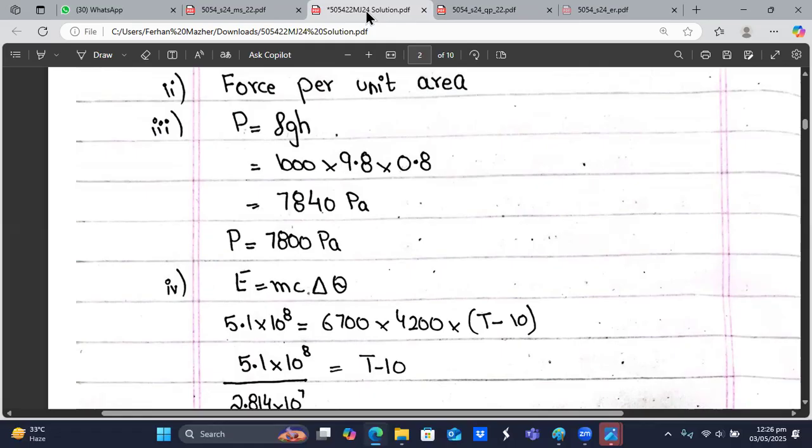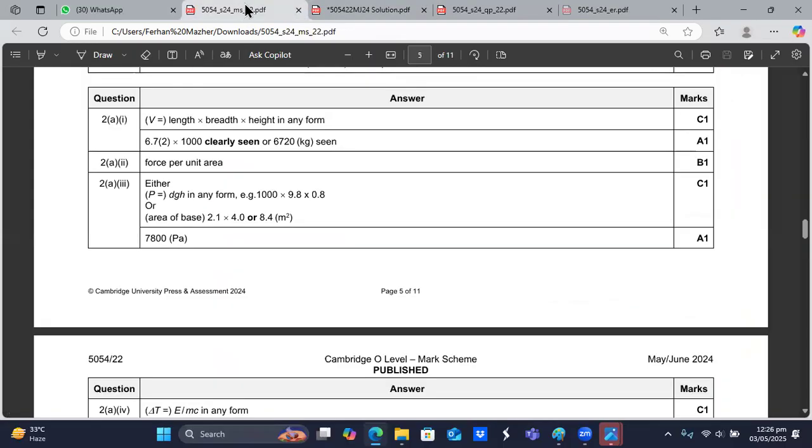is rho gh. So here rho stands for the density, g stands for the gravitational field strength, and h stands for the height, the height of the water. So that is 0.8 meters. So 1000 multiply 9.8 multiply 0.8, and that will be 7840 Pascal. So that will be 7800 Pascal when you round it off to two significant figures.